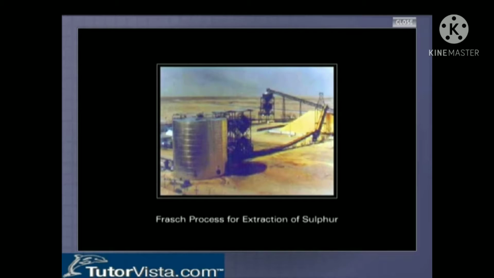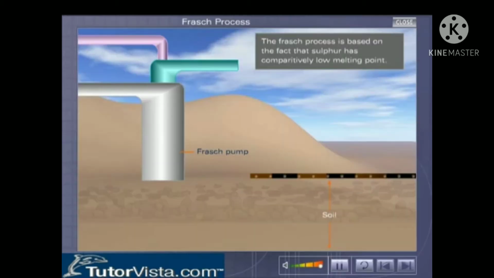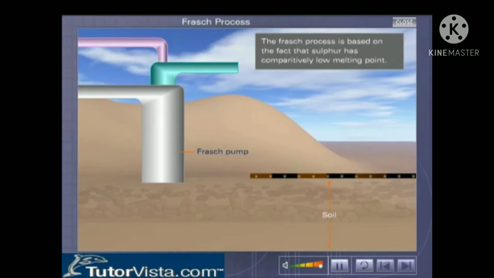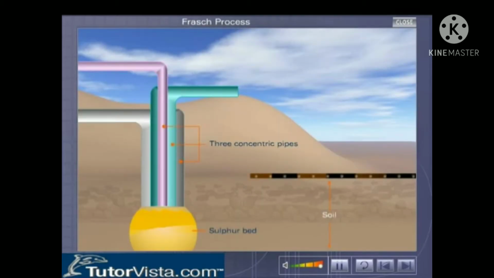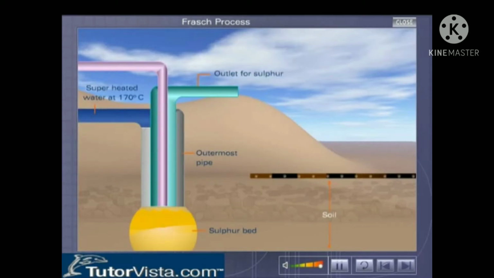Frasch process for extraction of sulfur. The Frasch process is based on the fact that sulfur has a comparatively low melting point. The Frasch pump, consisting of 3 concentric pipes, is sunk deep into the sulfur bed. Superheated water at about 170 degrees Celsius under pressure is pumped into the outermost pipe.